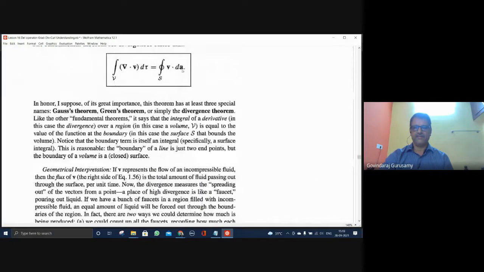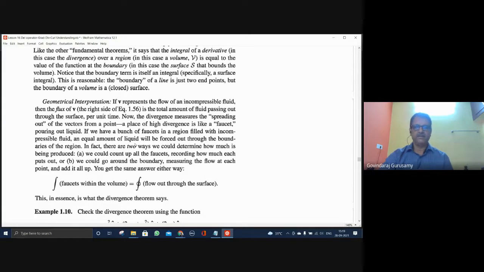Del dot V, that V should appear here. So V should be sitting there as a common factor. The volume integral and surface integral are getting connected. That's what your Gauss theorem, or Green's theorem, or divergence theorem says. So let us look at the geometrical interpretation.